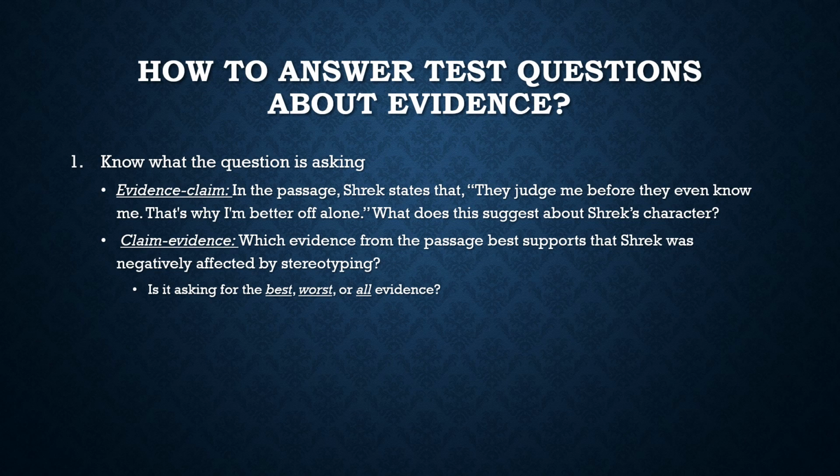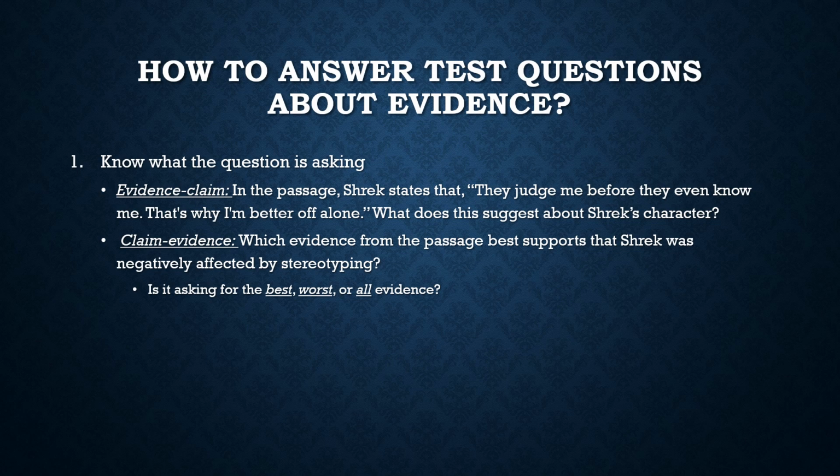But it also could have said which of these doesn't show that Shrek is affected by stereotyping. Then you're going to pick the odd one out there that doesn't show that. Or it could say, pick all the evidence that supports that, and then if it even supports it kind of, you want to include that in your answer. So that would especially be true if you can select multiple answers, then it might say that, or if it just says an all of the above thing.